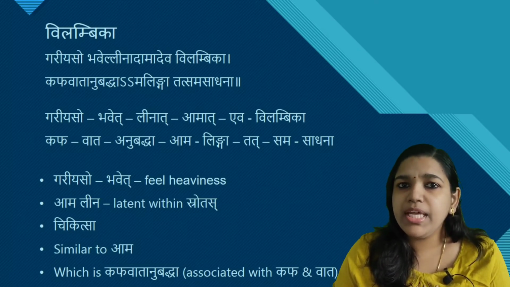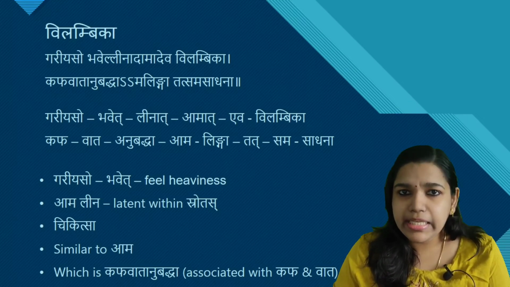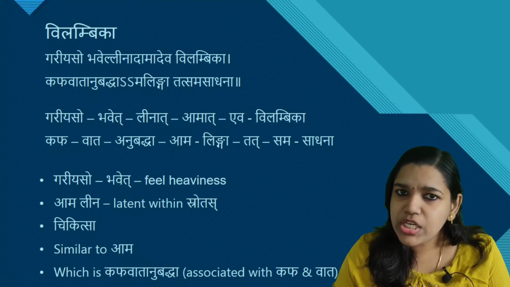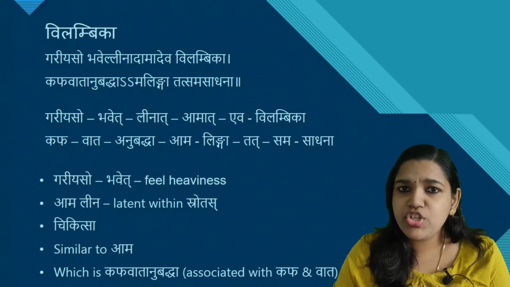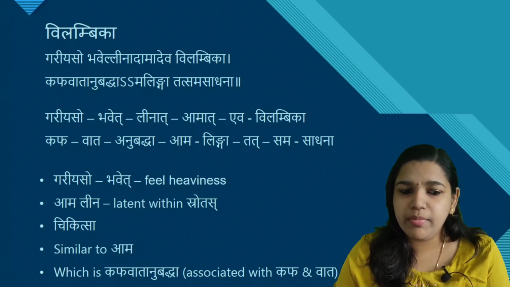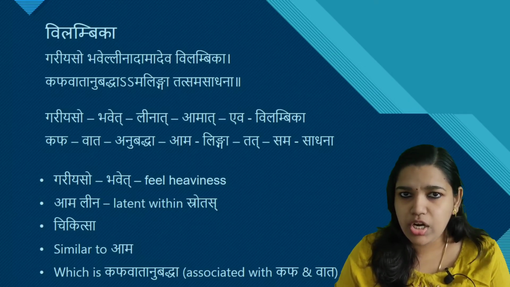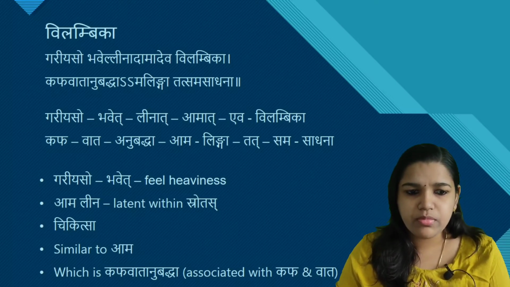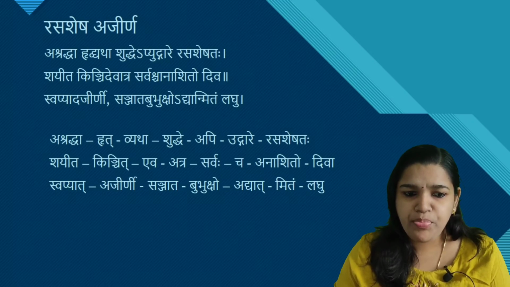So the person will have so much heaviness of the body, and the ama will be in the leena avastha, that is it will be latent within the srotas. In such conditions we have to go for the ama chikitsa, and this ama chikitsa is especially mentioned for kapha vata associated conditions. So this is the condition called Vilambika and the treatment for Vilambika Ajirna. Next type of Ajirna is Rasashesha Ajirna.